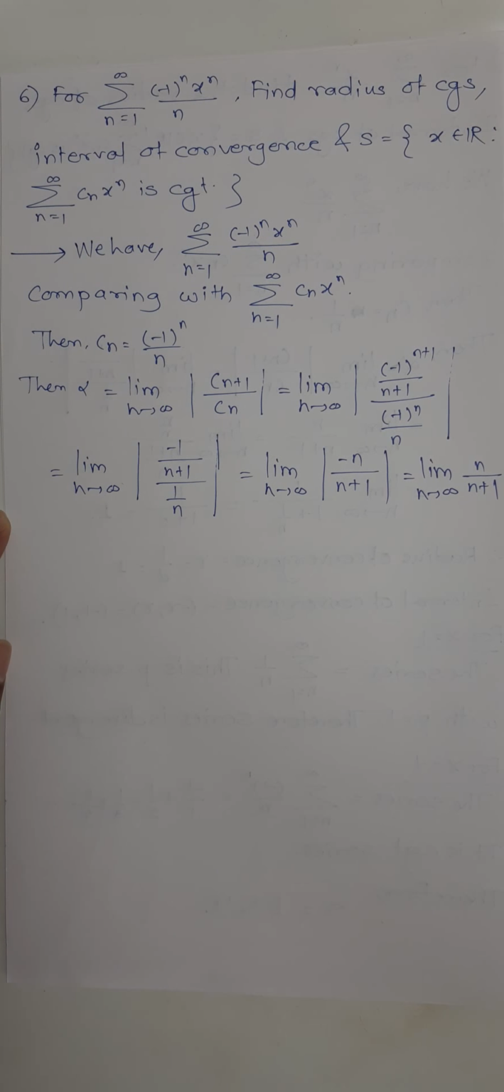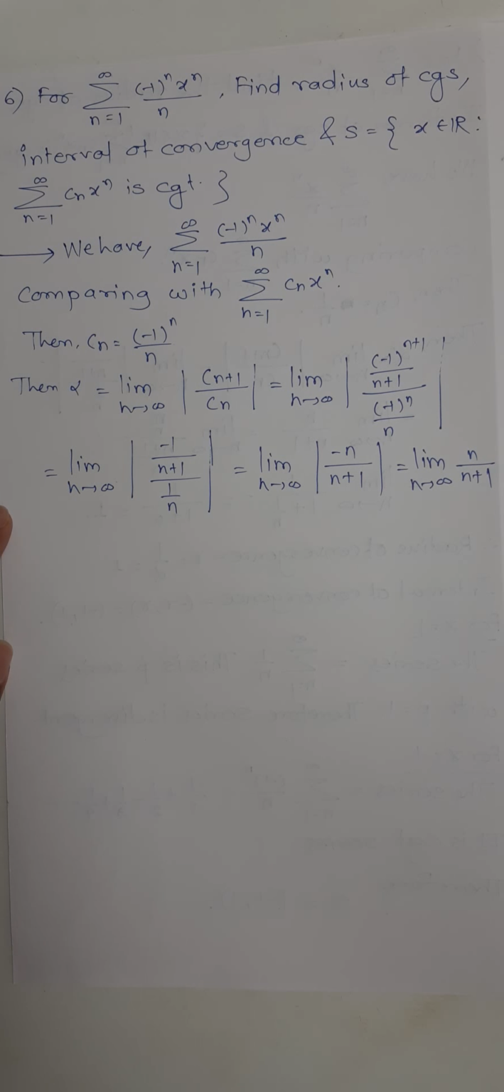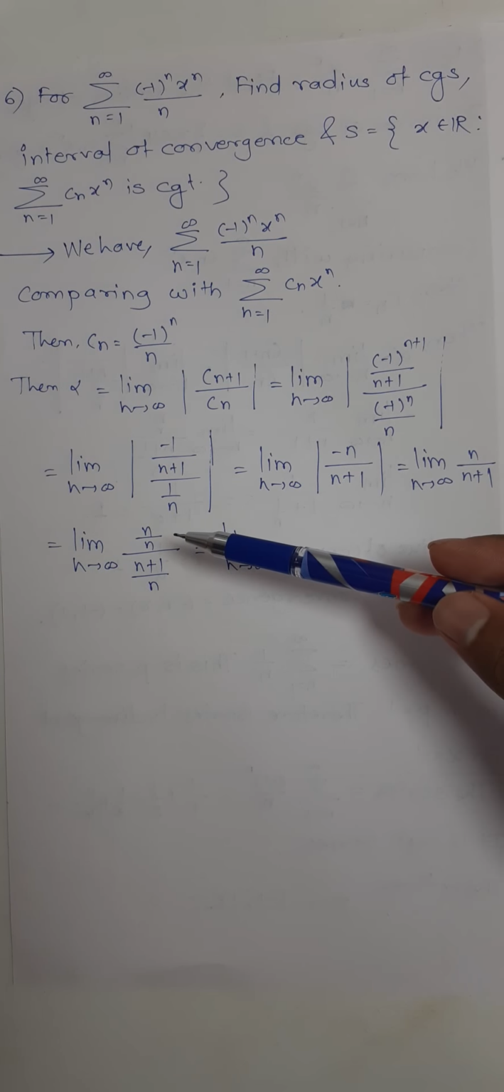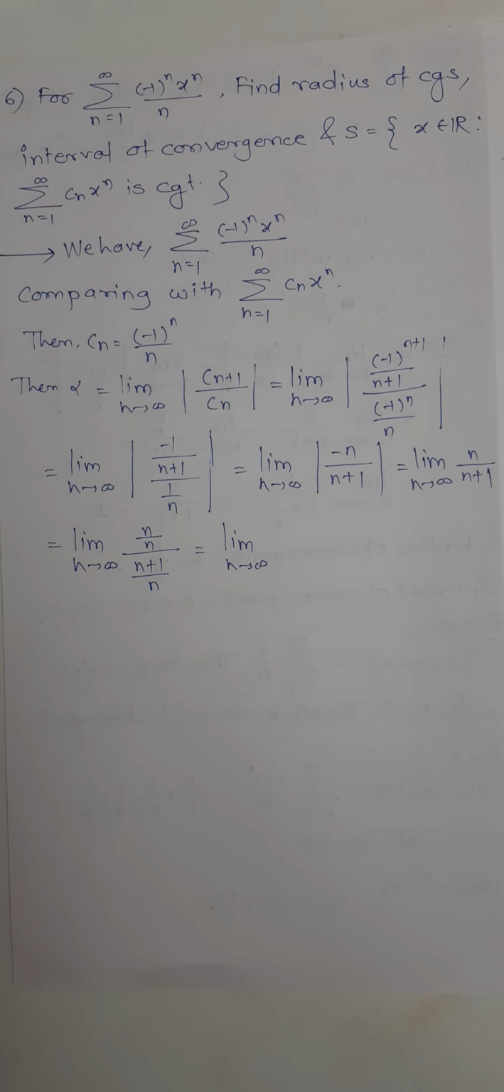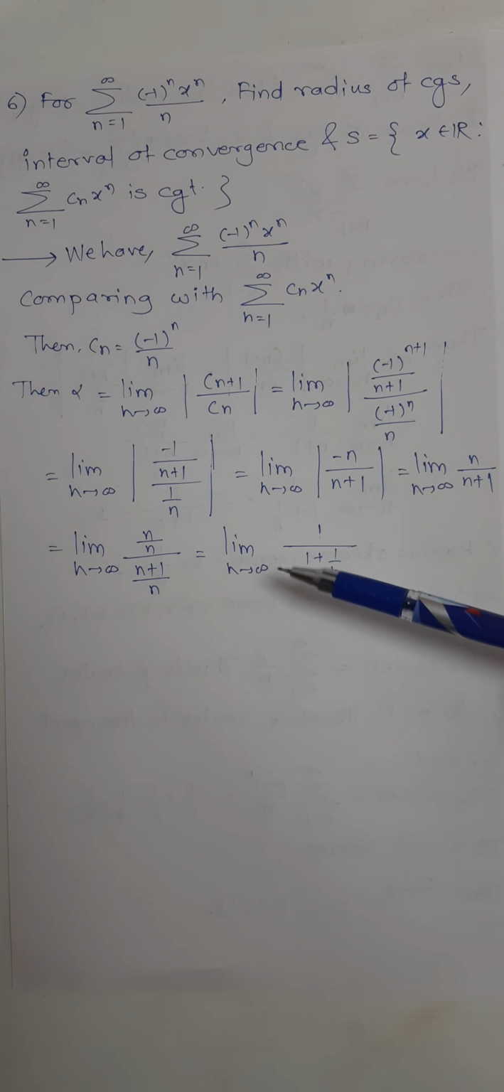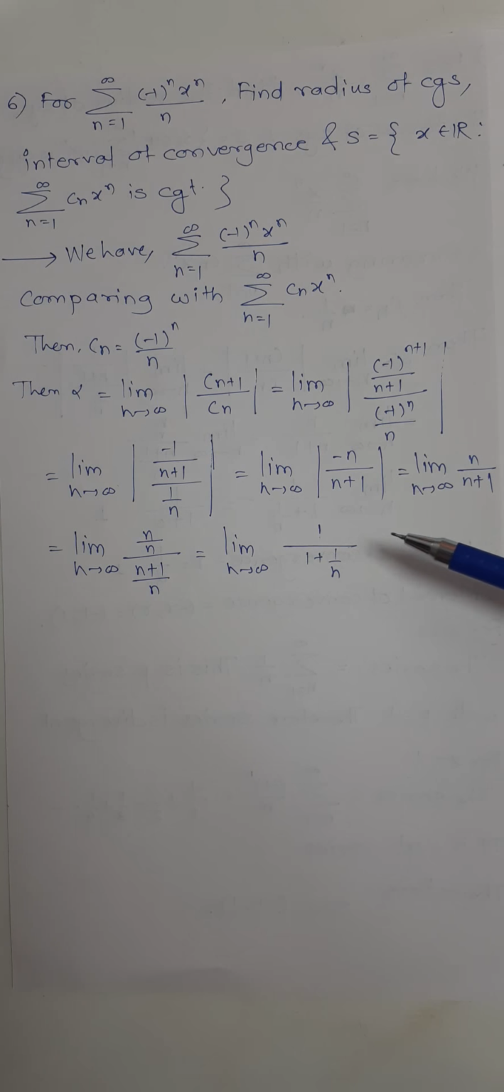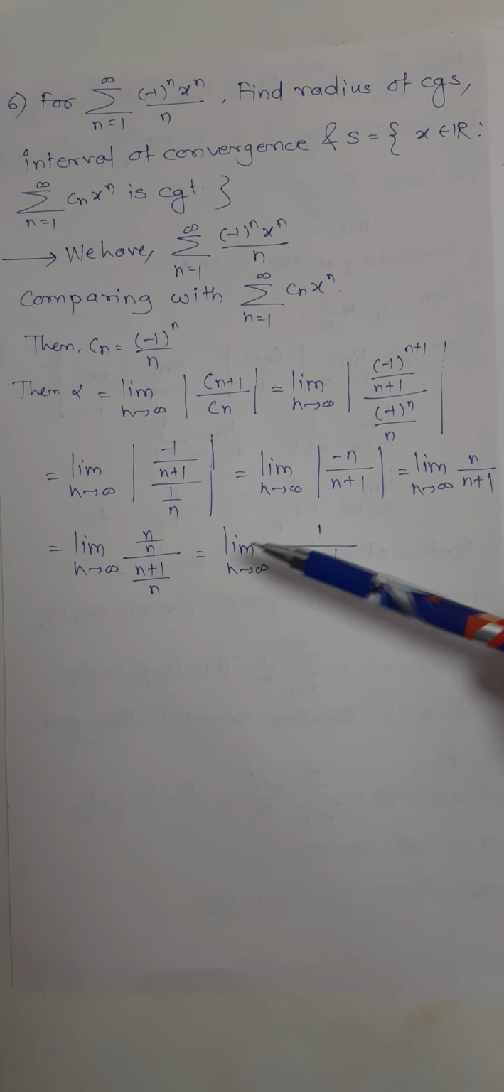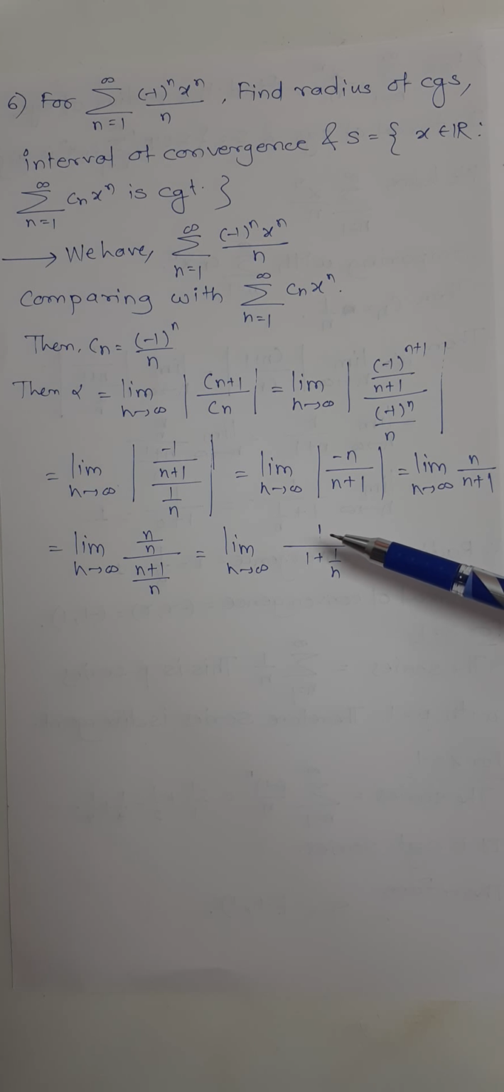To solve this limit, what will I do? I will divide numerator and denominator by n. In the numerator, n upon n gets cancelled, so we got 1. In the denominator, we divide separately: n upon n is 1, and 1 upon n we have as it is. If you put infinity, what is the value of 1 upon infinity? 1 upon infinity is 0. So our final answer is 1 plus 0, 1, and 1 upon 1 is 1. So this is the value of alpha.